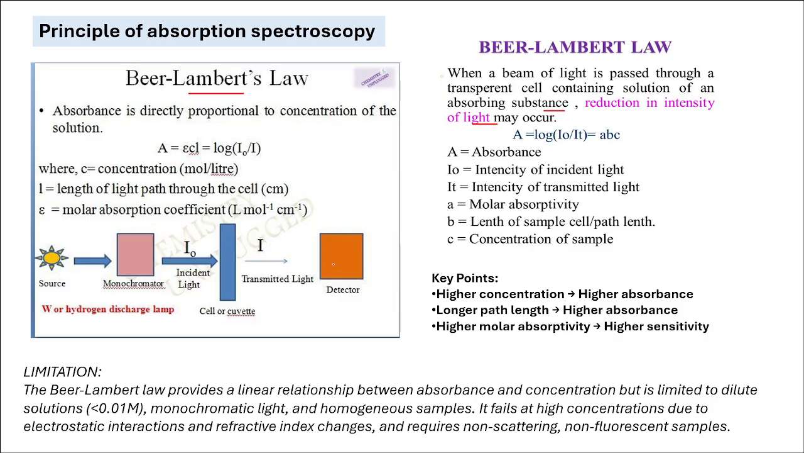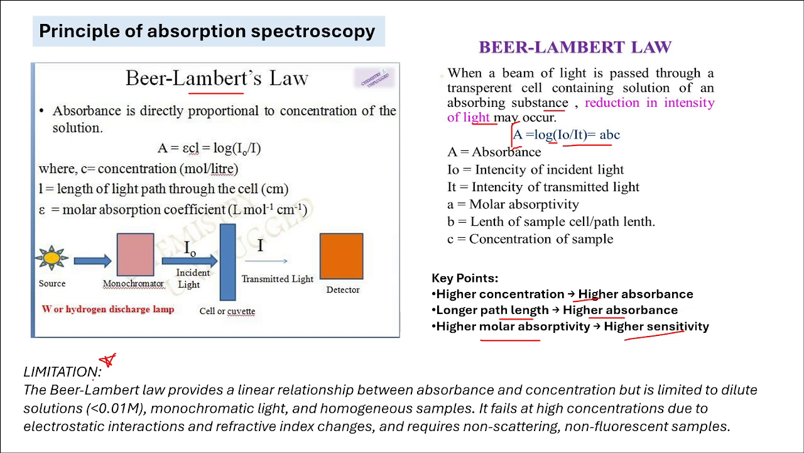So based on what transmitted light is detected by the detector, this particular formula, or I would say the correlation, we apply to calculate the absorbance. So higher concentration means higher absorbance, longer path length, higher absorbance, higher molar absorptivity, higher sensitivity, based on this formula.